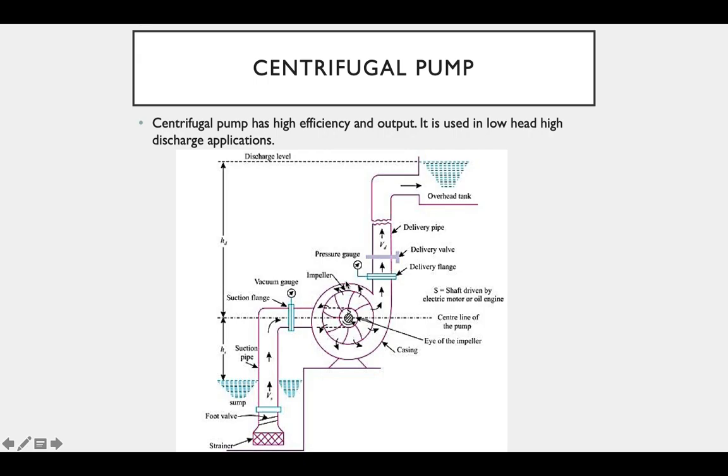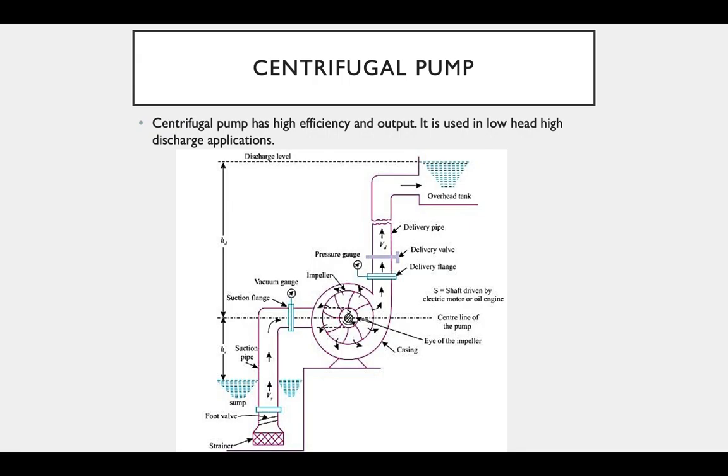Priming is a very important process in a centrifugal pump, because the centrifugal pump will work only if the pump is primed. Priming is the process of filling the suction pipe, casing, and delivery pipe up to the delivery valve with the liquid to be pumped so that no air pocket is left. Now after priming, you can start the pump.